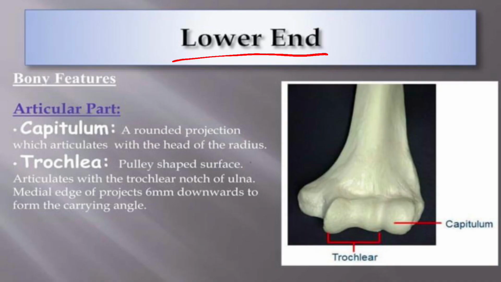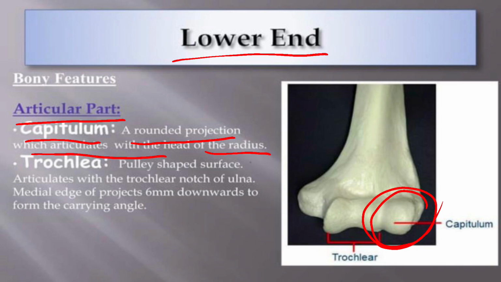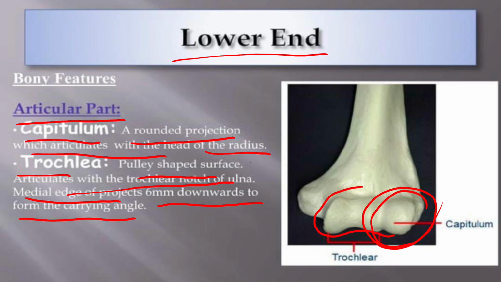Lower end, articular parts of the lower end. Capitulum, a rounded projection which articulates with the head of the radius. See, it's a rounded projection. Trochlea, a pulley shaped surface, articulates with the trochlear notch of the ulna, and projects 6 millimeters downwards to form the carrying angle. See, it is pulley shaped.